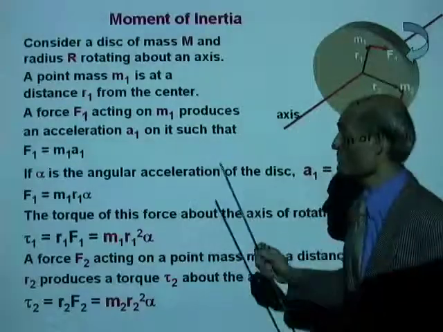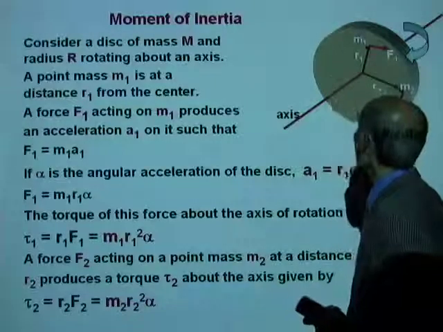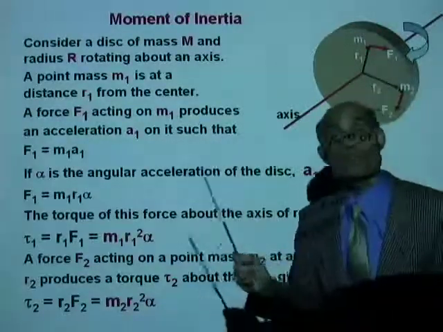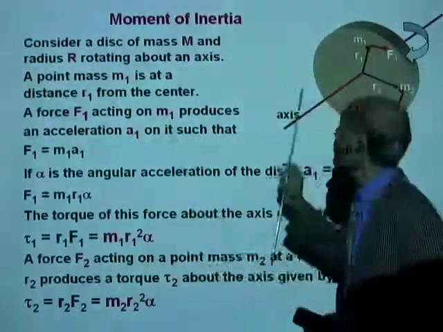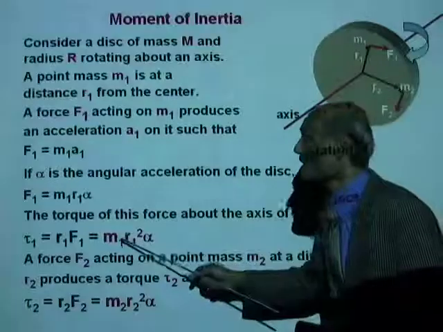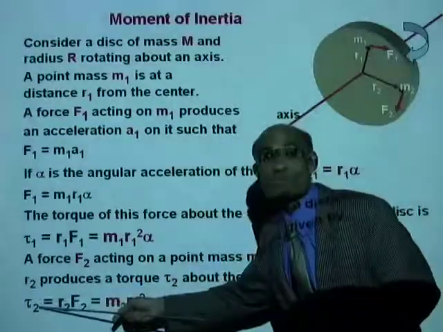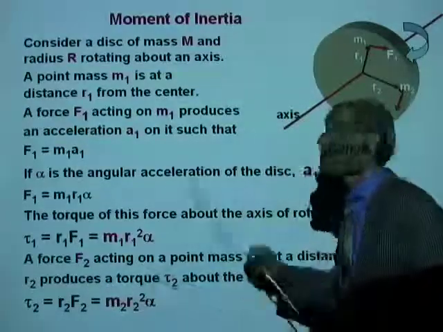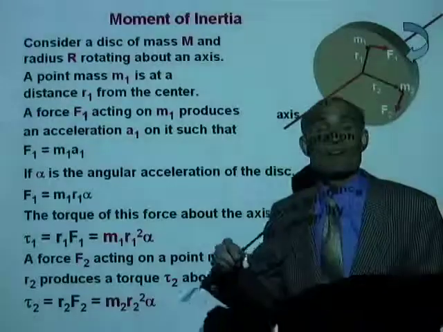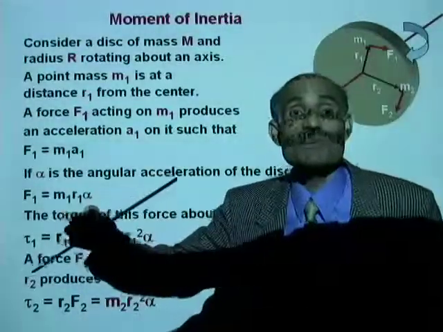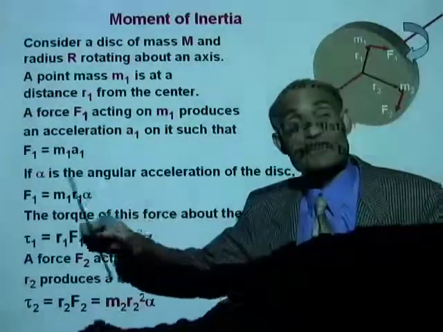But the angular acceleration of any particle on the disk is all the same, namely alpha. So tau 1, the torque on the first particle, is m1 r1 squared alpha. Tau 2, the torque on the second particle, is m2 r2 squared alpha. The torque on a third particle will be m3 r3 squared alpha, and so on.